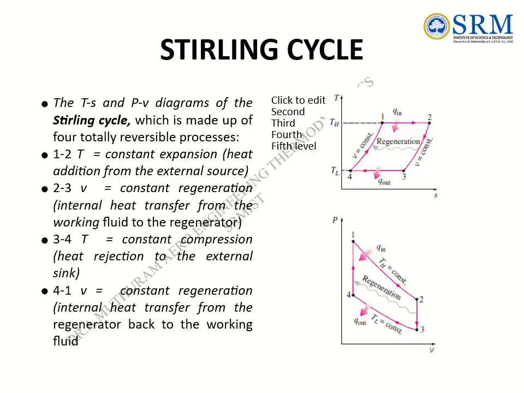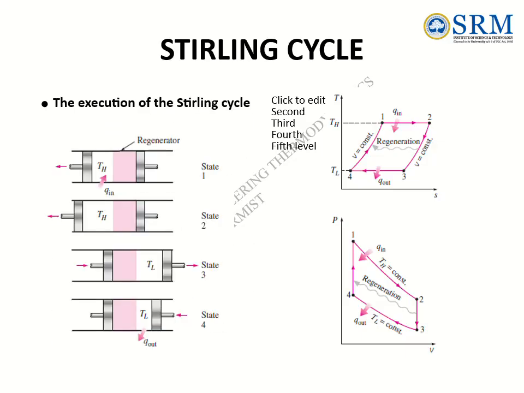The T-s and P-v diagrams of the Stirling cycle, which is made up of 4 totally reversible processes. 1 to 2, T equals constant expansion, heat addition from the external source. 2 to 3, v equals constant regeneration, internal heat transfer from the working fluid to the regenerator. 3 to 4, T equals constant compression, heat rejection to the external sink. 4 to 1, v equals constant regeneration, internal heat transfer from the regenerator back to the working fluid. The execution of the Stirling cycle.